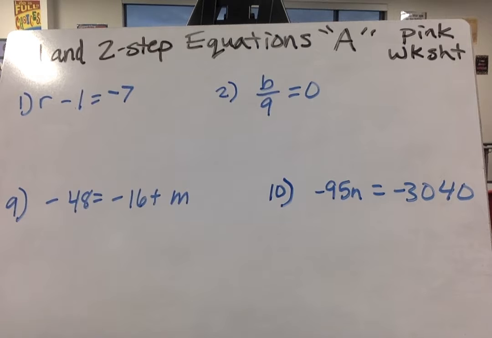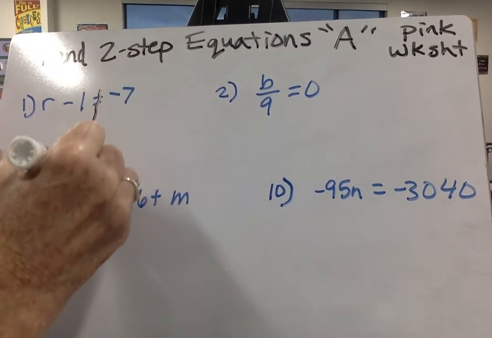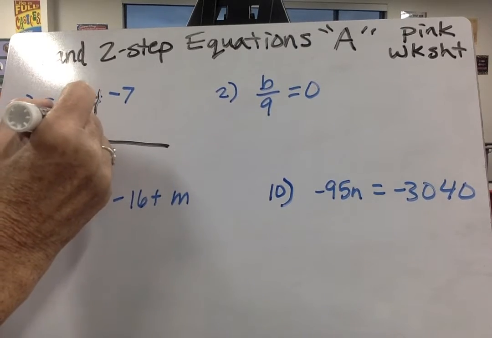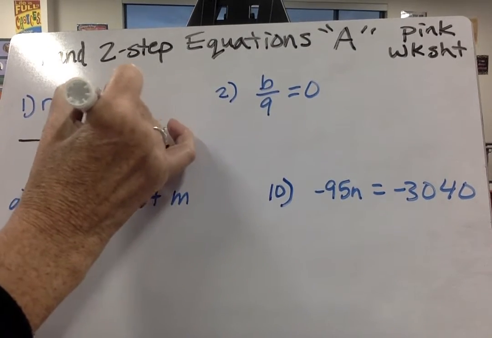Okay, the first thing we want to do is say what operation is happening. Right here it looks like subtraction. Again, you want to draw a line down the equal sign and make a little big plus sign. So since it's subtraction, the inverse operation is what? Addition. So you want to add one here and add one here.